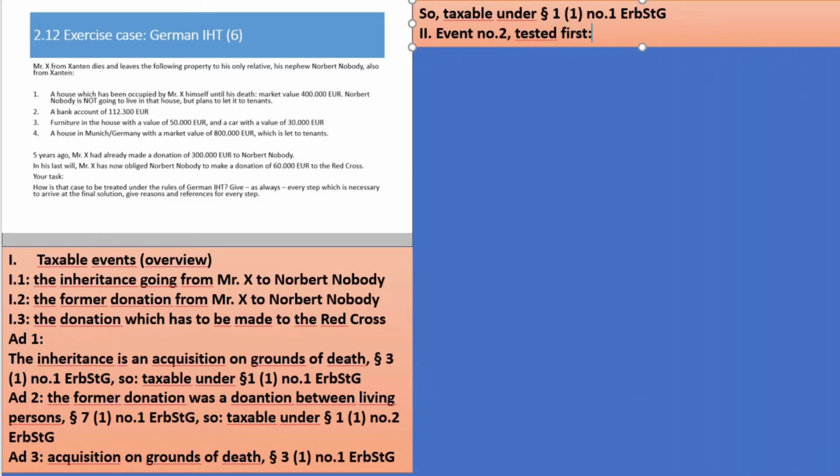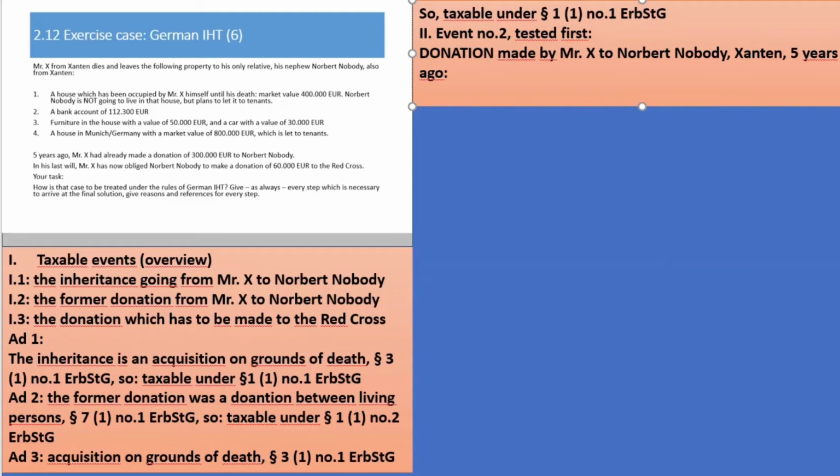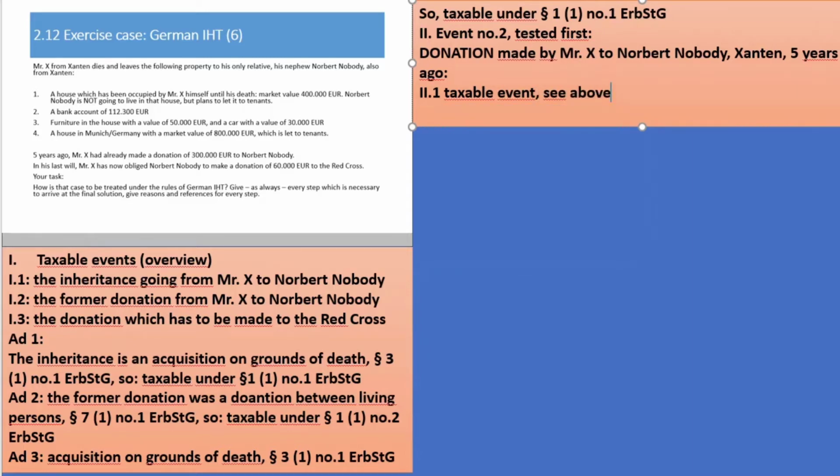So event number 2 tested first, and now this will probably confuse every reader, so I would strongly recommend also for you in an exam solution or in any solution which you ever want to present to somebody else: donation made by Mr. X to Robert Nobody in Xanten 5 years ago. 2.9, it's a taxable event. See above, that was already proven.